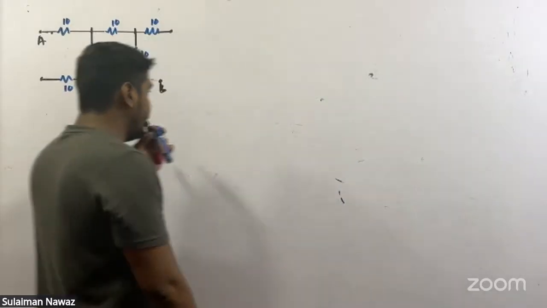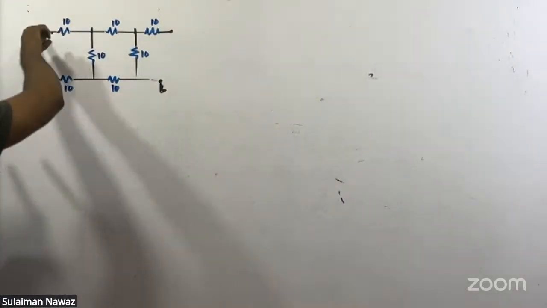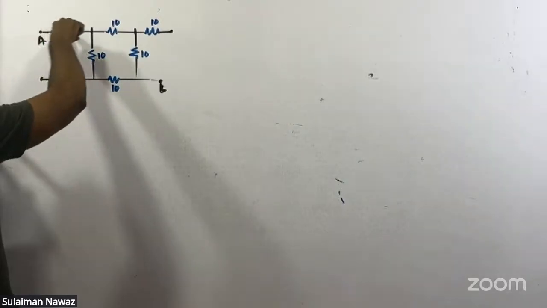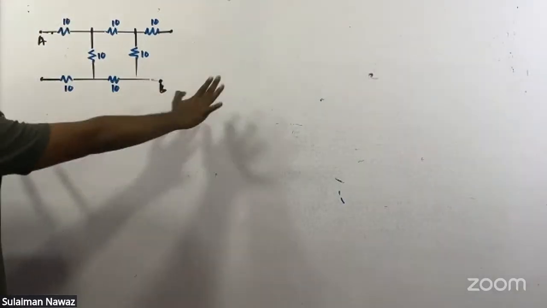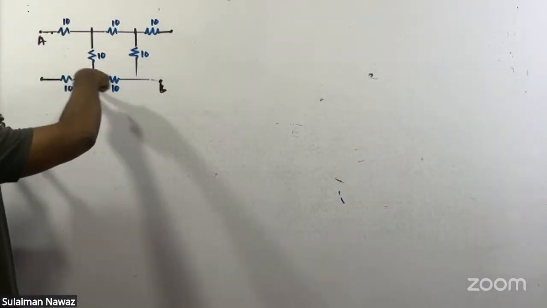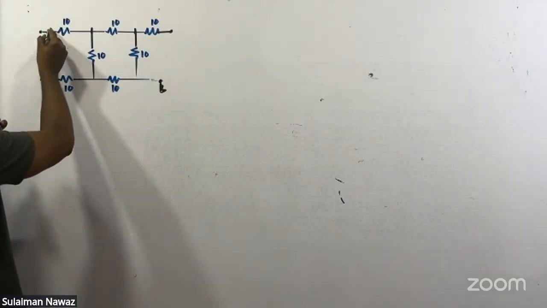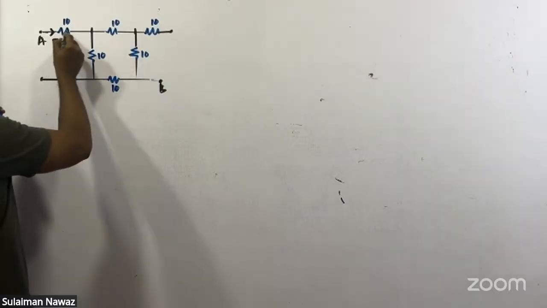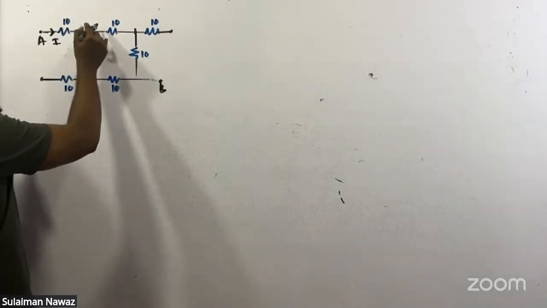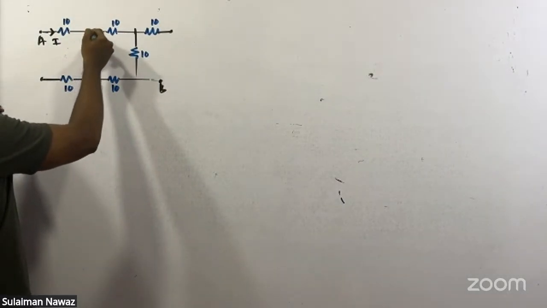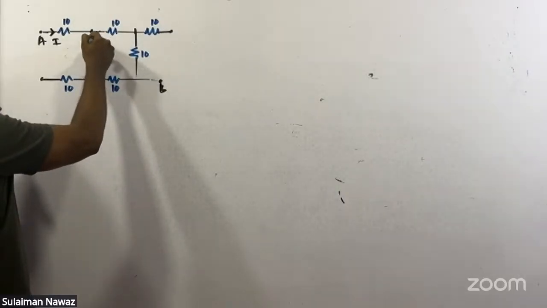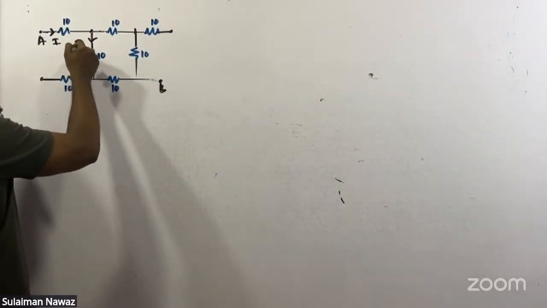Now see here, just think current is coming from A and current leaves from B. This current is, let's say, I. Then the current notices there are two possible paths. Then this current breaks into two sub currents, I1 and I2.